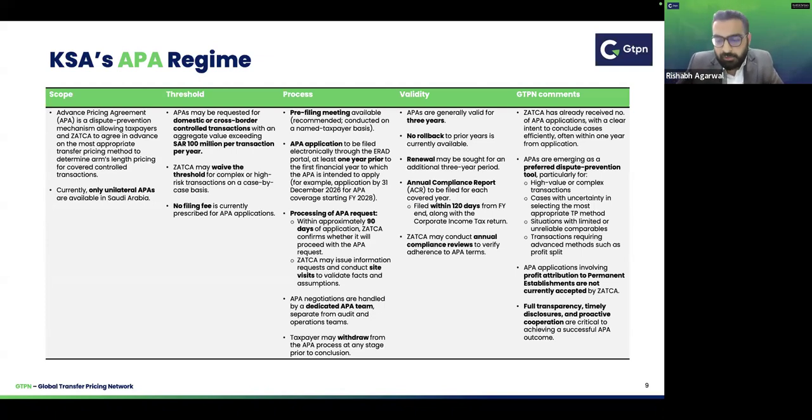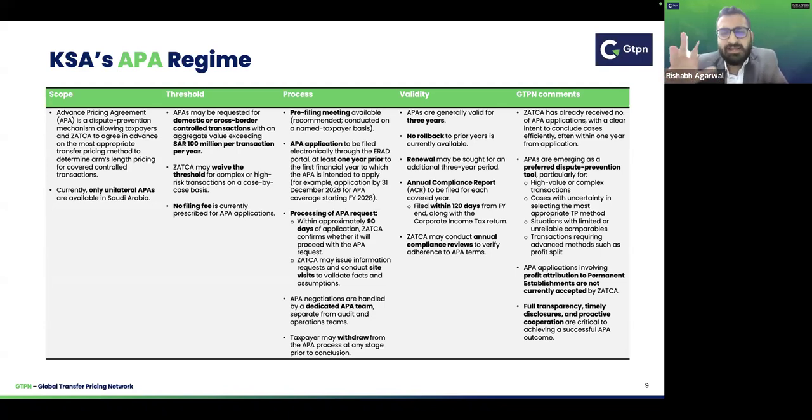Certain nuances or smaller things on APA: okay, it's only prospective. So of course, for the new transactions, it is there. There is no rollback that is available. Once an APA is signed, it is signed for 3 years. So complete tax certainty for the next 3 years, provided your facts are not changing, your FAR or the functional analysis is not changing, right?